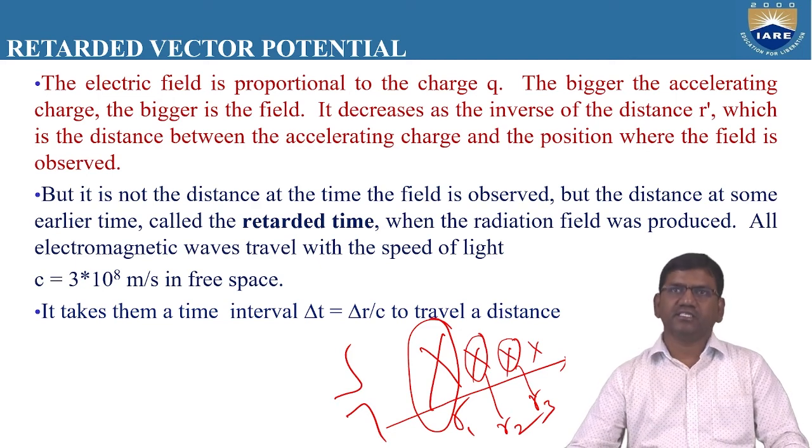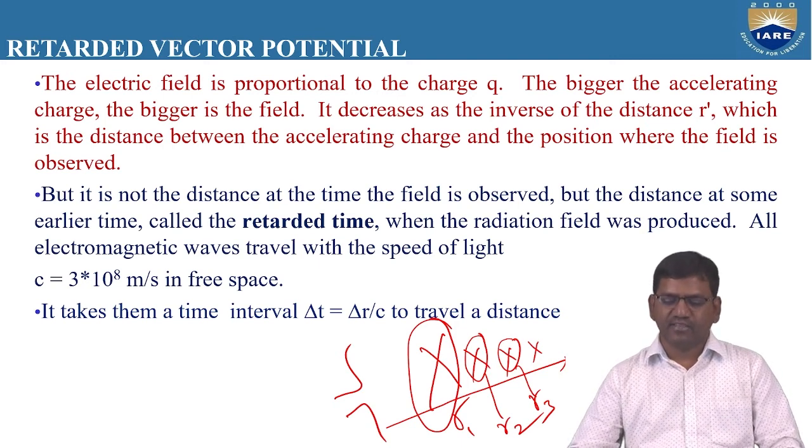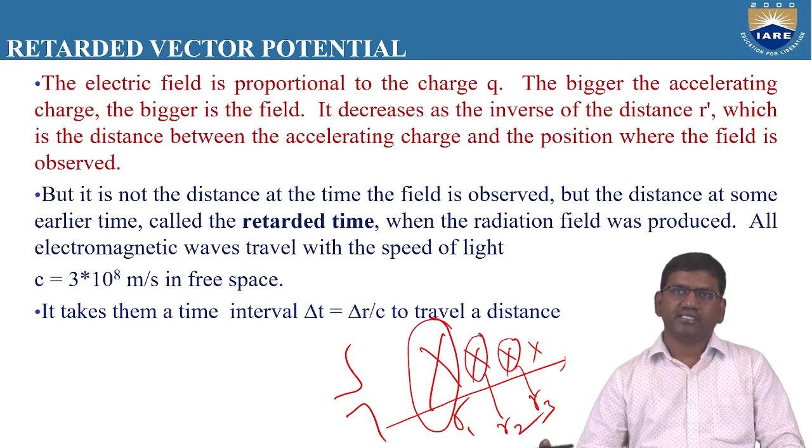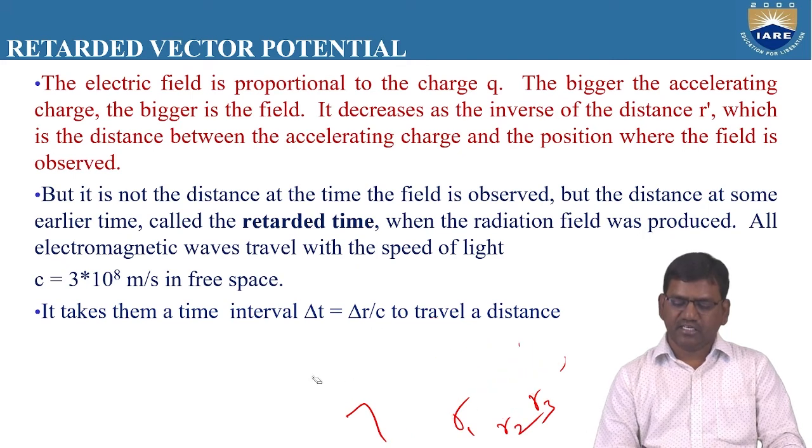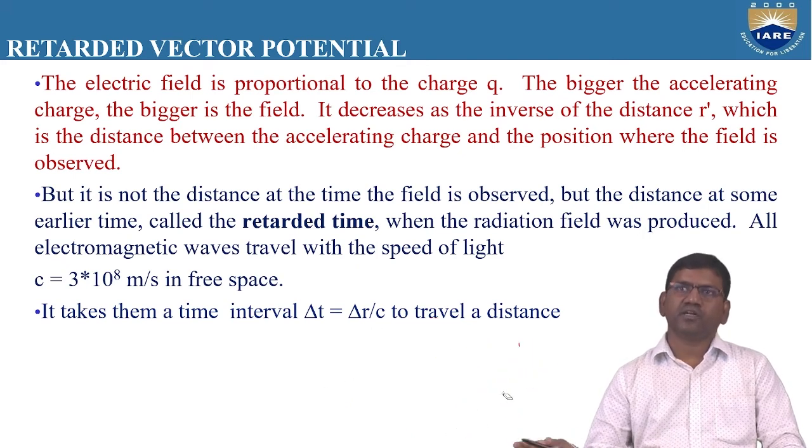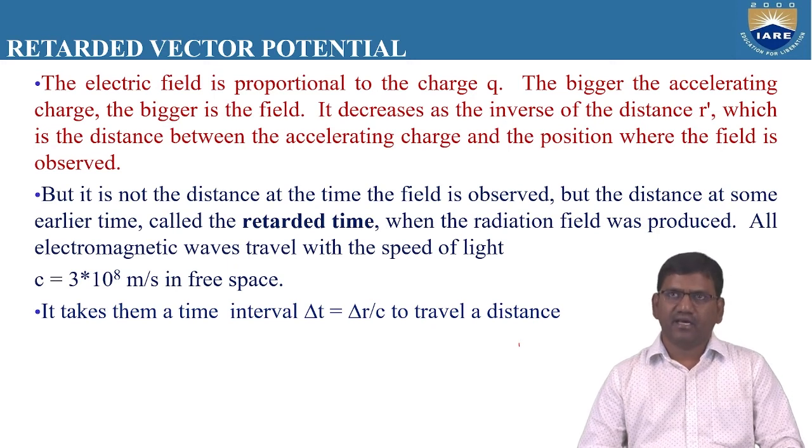But it is not the distance at the time the field is observed, but the distance at some earlier time called the retarded time, when the radiation field was produced. So this is the concept of retardation time, where distance has to be taken into consideration. The electric fields reaching the distant point P depend upon the distance. If you want to calculate the fields produced at a distant point, we need to consider all the fields produced at an earlier time with respect to the distance from the antenna. So we need to consider the retarded time interval also, when the radiation field was produced.